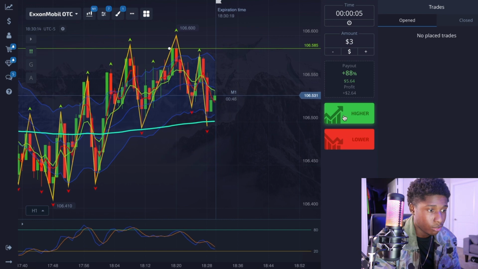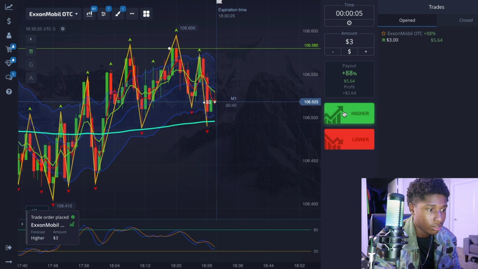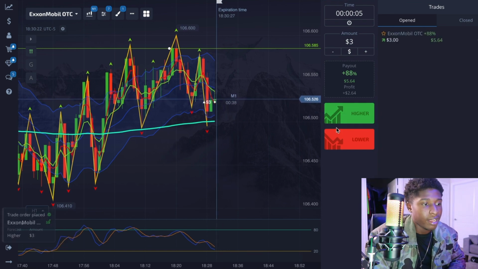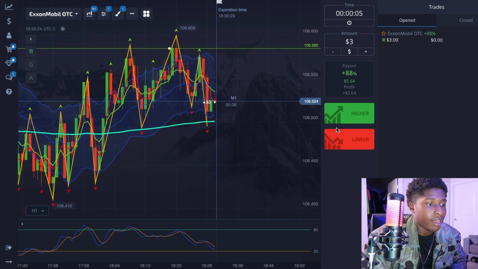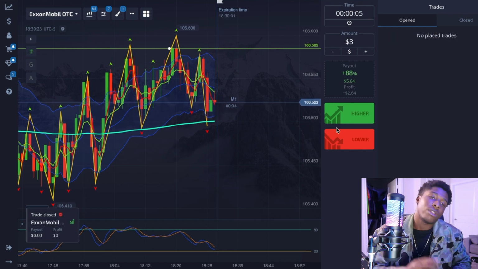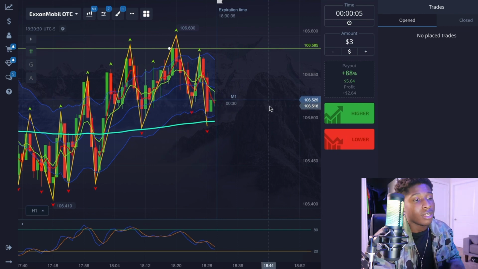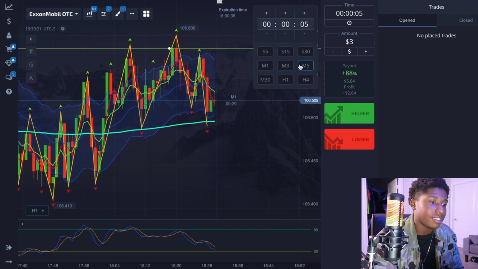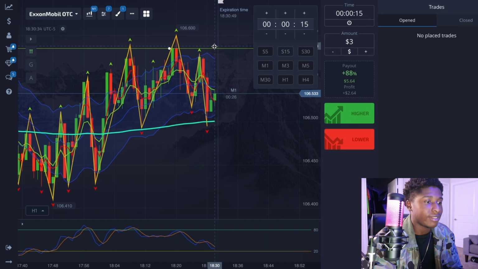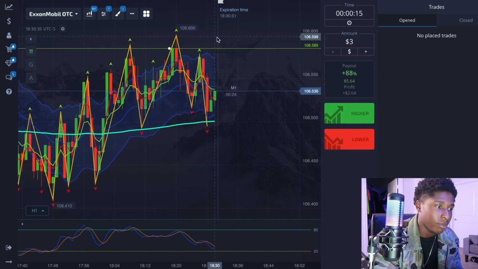Let's see if we can get this pullback one more time, for a big pullback right here. Big pullback, boom. So let's see if we can fight that pullback. And no sir. So we lost 2 out of 3 trades. That's why we don't really trade 5 seconds anymore. We keep it at 15, 30, or even 1 minute trades.